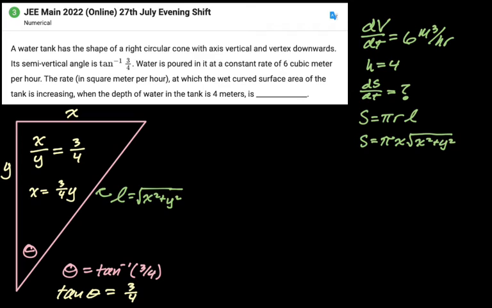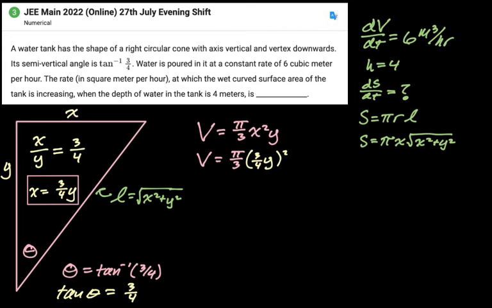All right, I know dV/dt, so I think I should start with volume. Volume is 1/3 pi r squared h, but r is x and h is y, so we have this. We figured out that x is going to be 3/4 y. So pi over 3, and then the quantity 3/4 y squared times y. Simplify this. At this point, this is a pretty standard related rates problem. I'm going to take the derivative with respect to time.